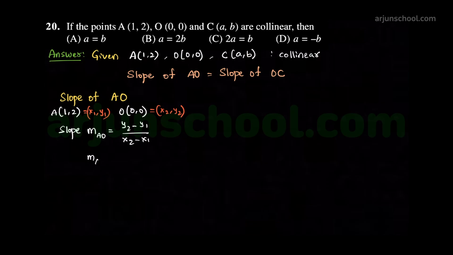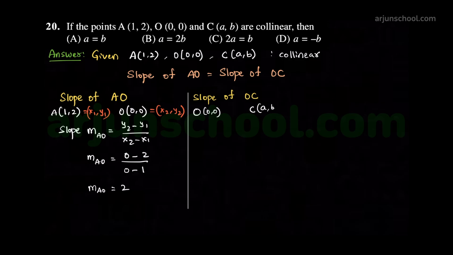Let us substitute the values. Slope is equal to y2 is 0 minus y1 is 2 by x2 is 0 minus x1 is 1. Therefore slope is equal to minus 2 by minus 1, which is equal to 2. Now let us find the slope of the line joining O and C.